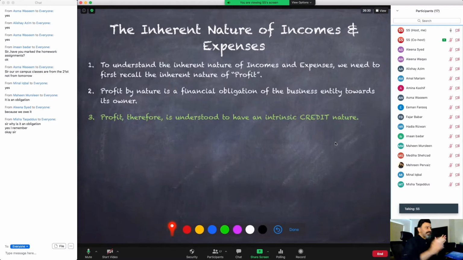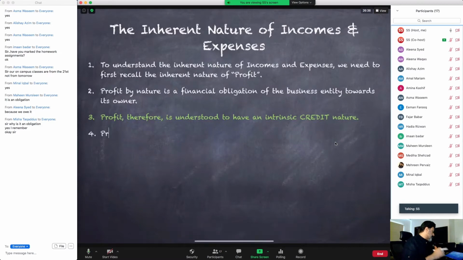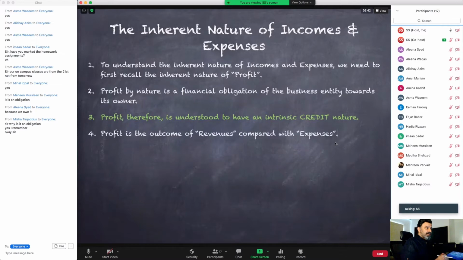So profit, since being an obligation, carries an intrinsic credit nature, an inherent or default nature of being a credit balance. Now let's see how profit is connected with the double entry model for incomes and expenses.